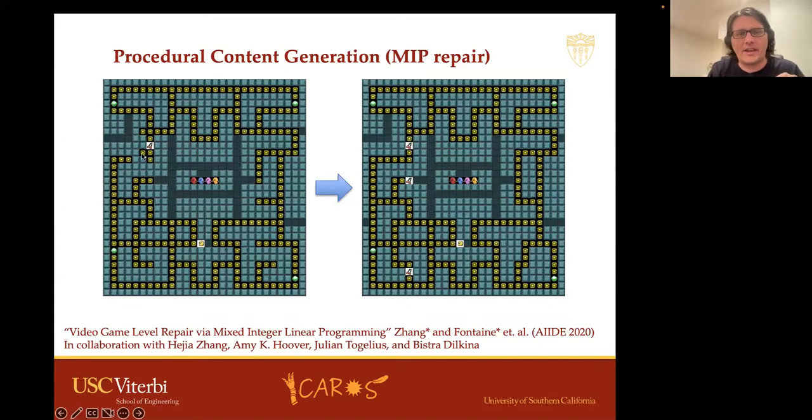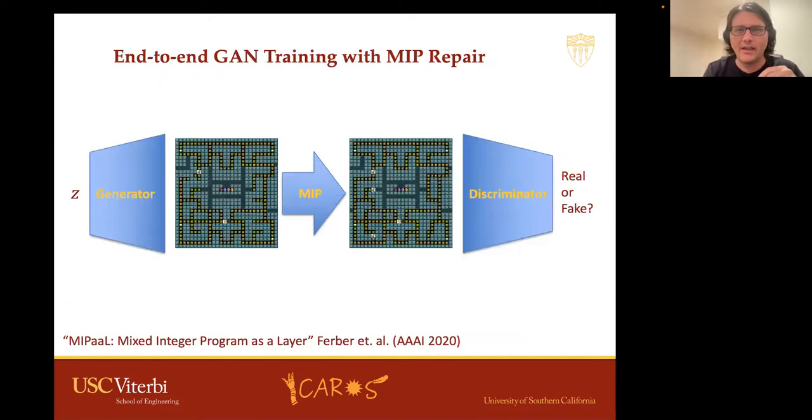You also can't have dead ends, like we have a dead end over here, and the left and right side don't match. So we can make a minimum edit to this level and still get it to be a completely valid Pac-Man level, to guarantee playability constraints on what comes out of the GAN.